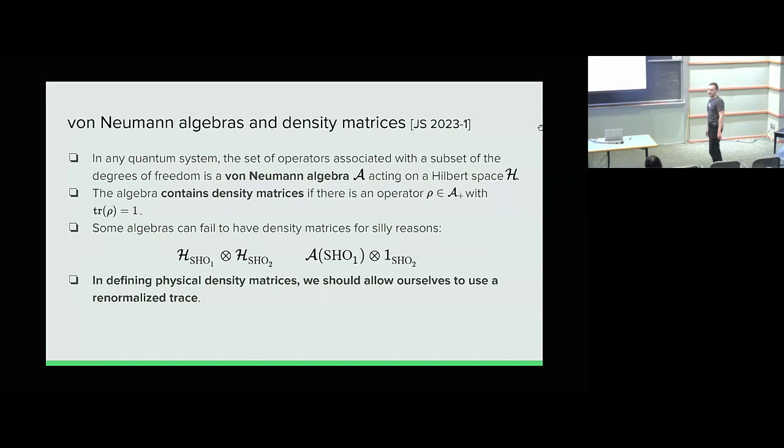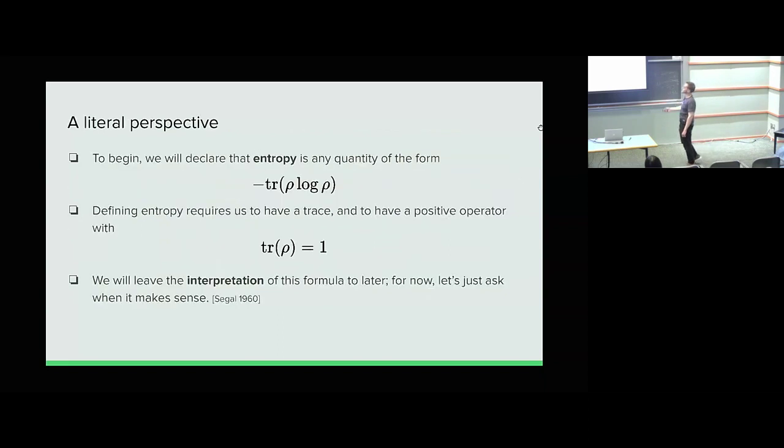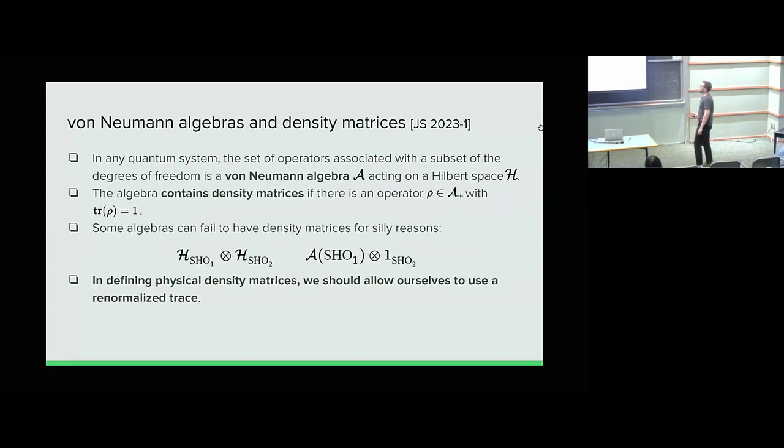Nothing in this algebra has trace 1, because nothing in this algebra has finite trace, because there's this big infinite dimensional identity hanging around. I bring up this example to make the point that when we think about general quantum settings in which we can talk about formulas like minus trace rho log rho, we should always allow ourselves to use some renormalized notion of the trace. So in particular, in this example, we would use the trace just on the first factor, rather than the first Hilbert space trace, in order to renormalize away that infinity and get finite, well-defined answers.